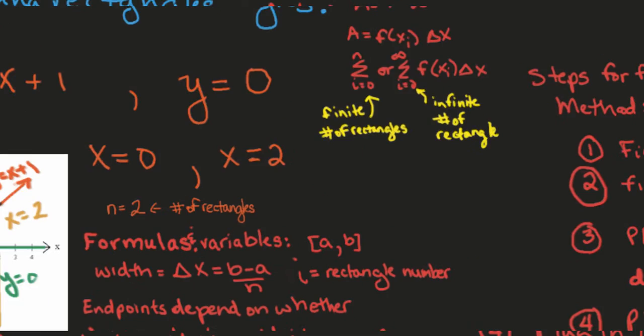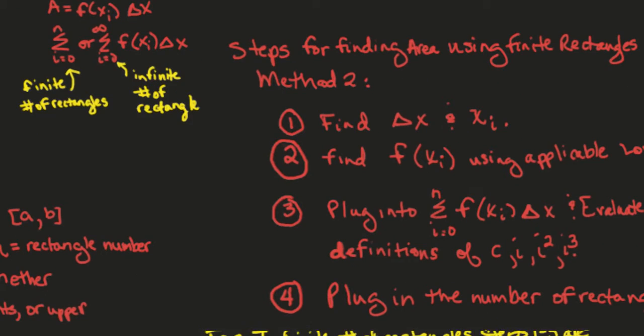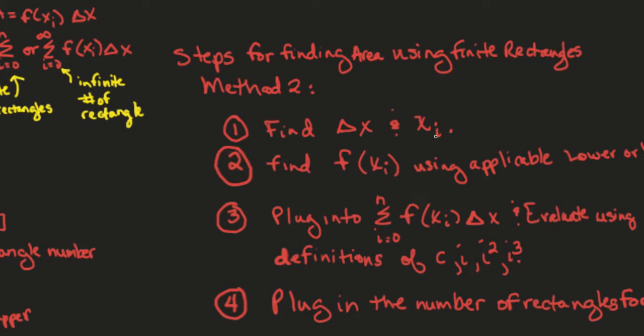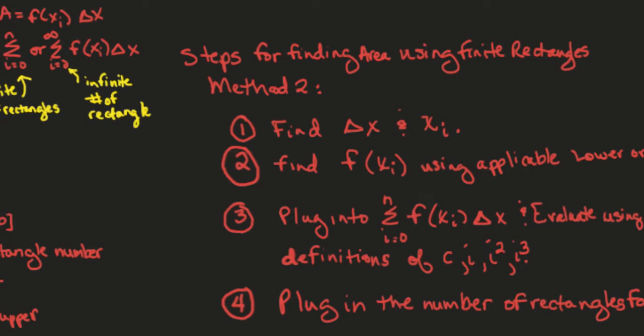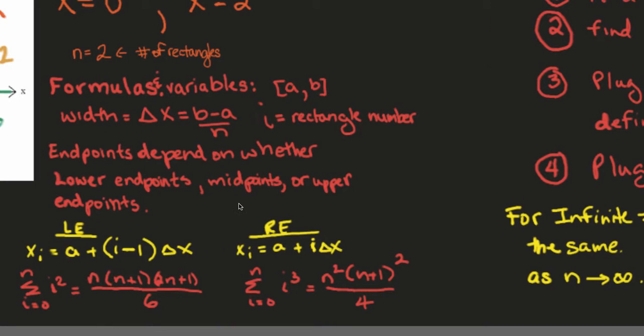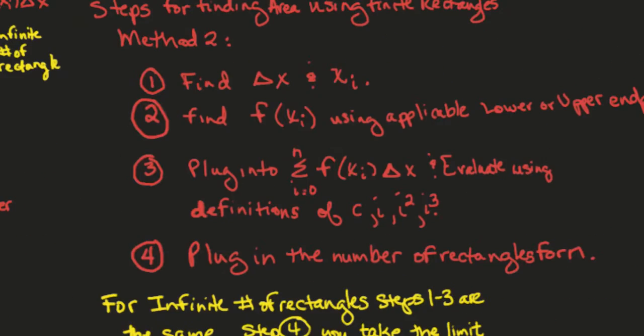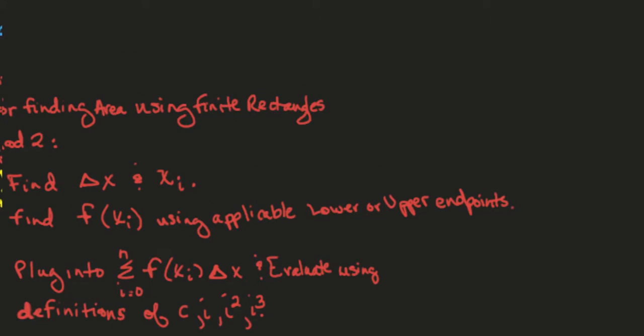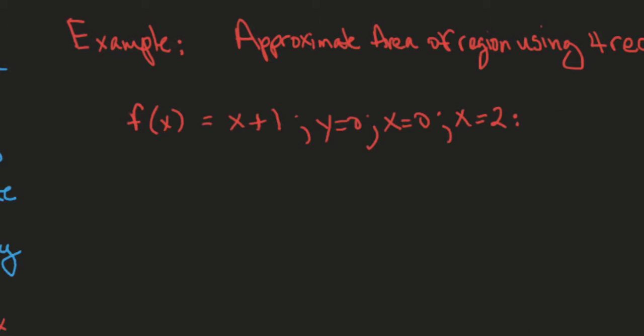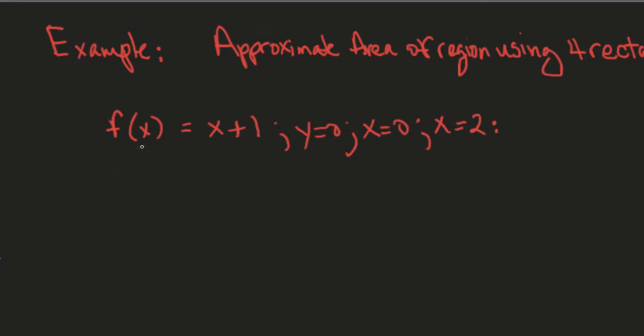So if you remember the steps for a finite number of rectangles, we're going to find delta x and x sub i, depending on whether we're using the lower or left endpoints. We use this formula here. Or if we use the upper or right endpoints, we use this formula here. So what we do now is we've got to find delta x and x sub i. So let's start out by doing left endpoints.